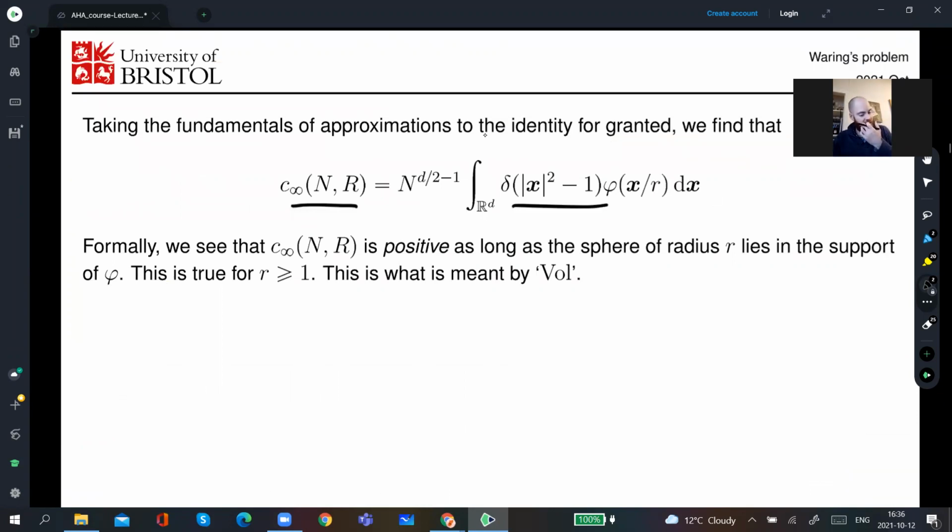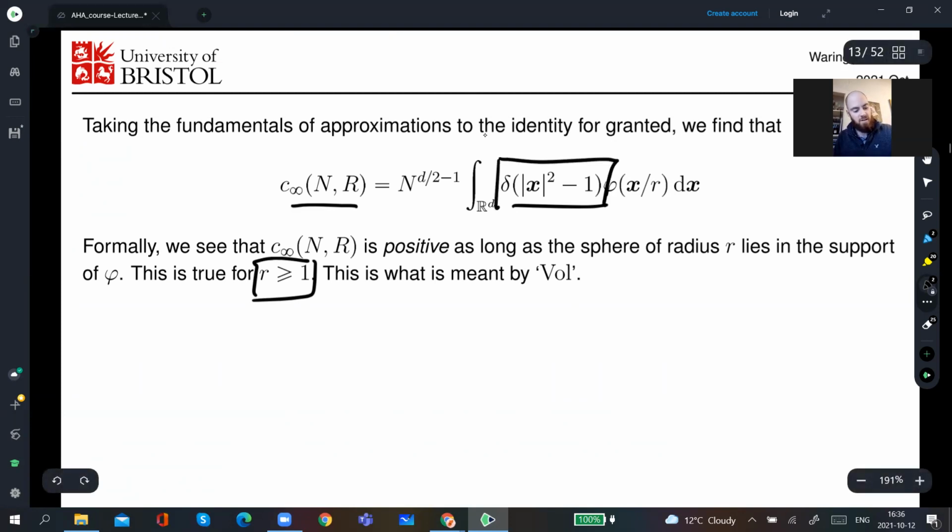The way I've said it, I'm actually needing that r is greater than or equal to 1. That's the relation between n and r here, and that was so that when I plug in this singular measure here, I'm actually looking at functions that contain the sphere of radius 1. If the support of that function didn't intersect with that sphere, then I'm not going to pick up any mass on the sphere in any way. So I need it to contain that. And once I do that, this is what I mean by the volume of the sphere. It's what this limit is equal to.